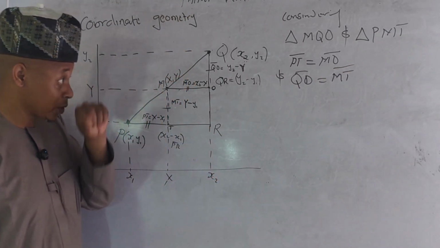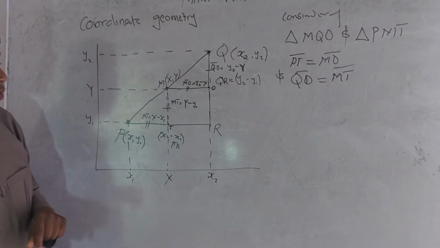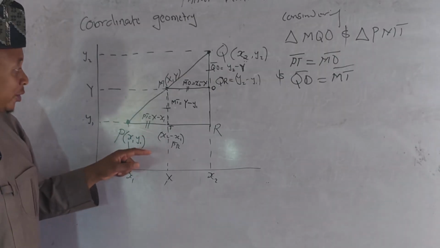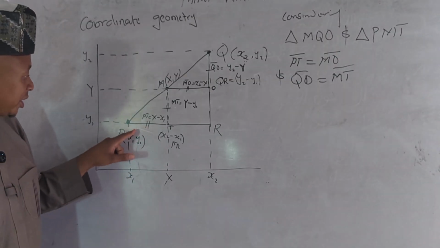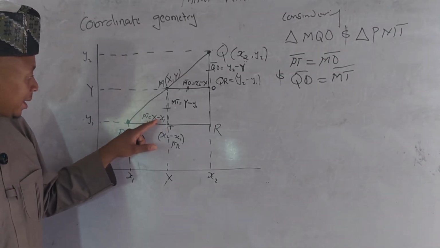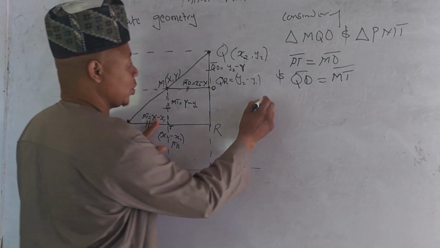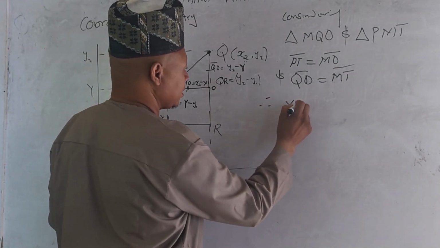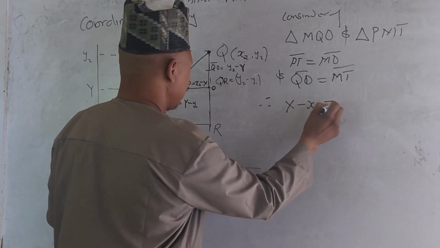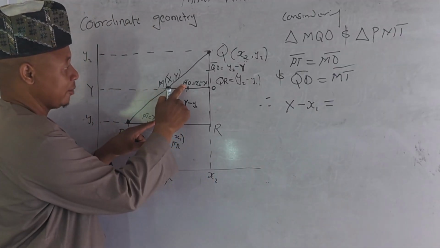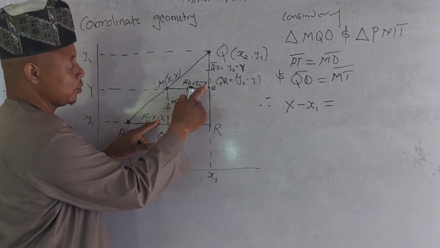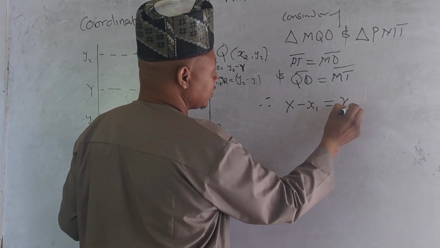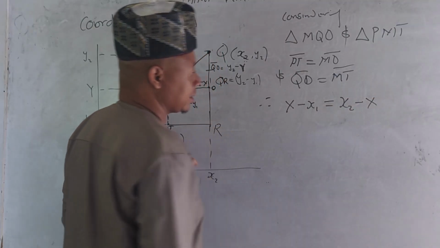Line QO is equal to line MT, and line PT is equal to line MO. So now if they are equal, then I can equate the values. The value of line PT is x minus x1. We say therefore x minus x1 is equal to the value of line MO. Line MO is x2 minus x, x2 minus big X.